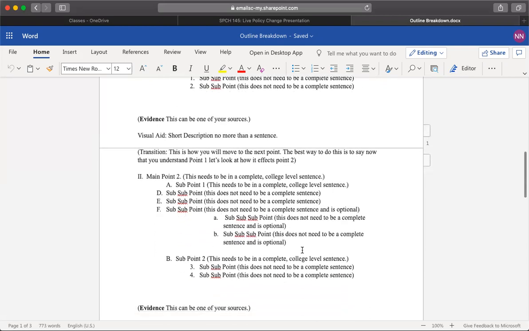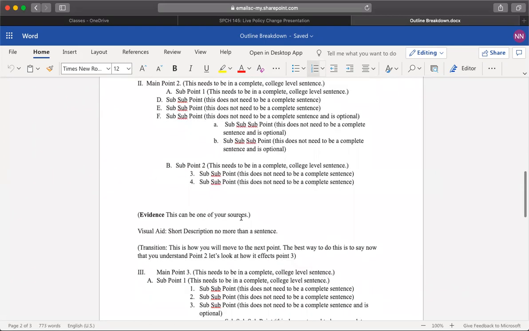So point two, it's going to be the same requirements that you saw up here in main point one, nothing different. Again, that's where you're going to insert your evidence, your source. This is just going to help you out. Your visual aid, tell us what you're going to use there.